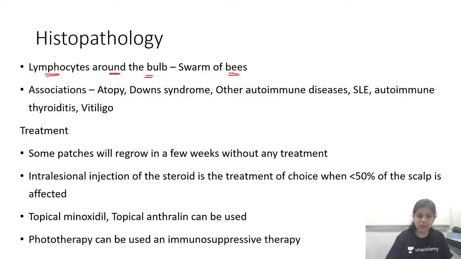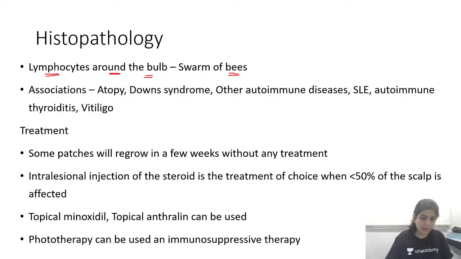Now, how do you treat alopecia areata? See, some patches of alopecia areata may regrow on their own without any treatment. But if you have to give treatment to a patient with alopecia areata, your first line of treatment when the area of involvement of the scalp is less than 50% will be intralesional injections of steroid. So intralesional injections of steroids is the treatment of choice when less than 50% of the scalp is affected.